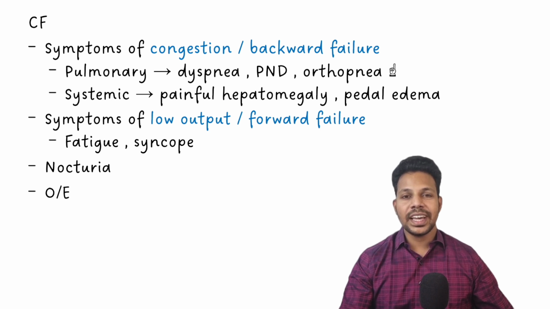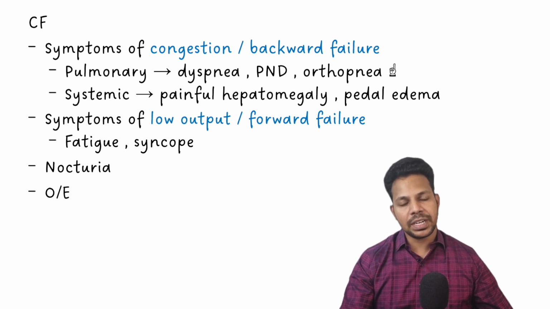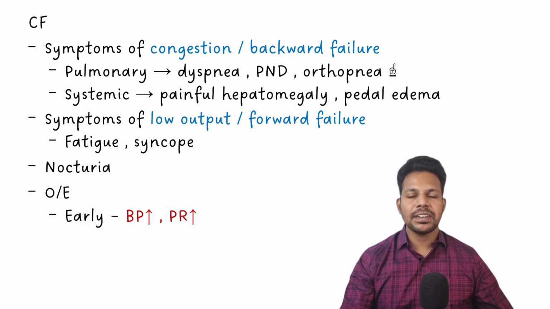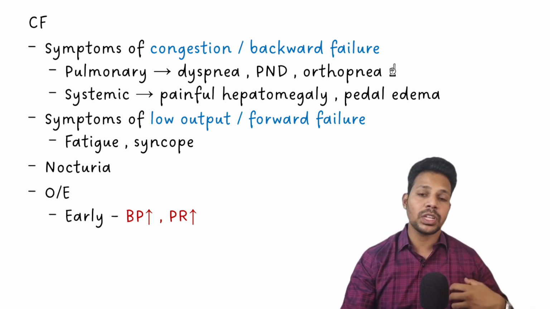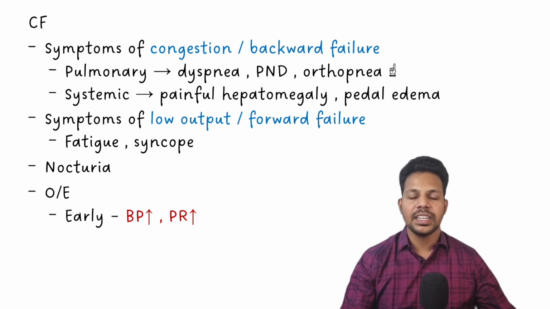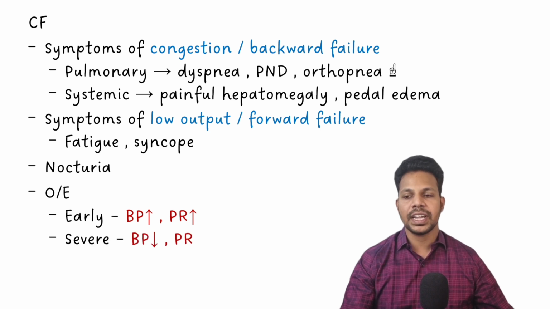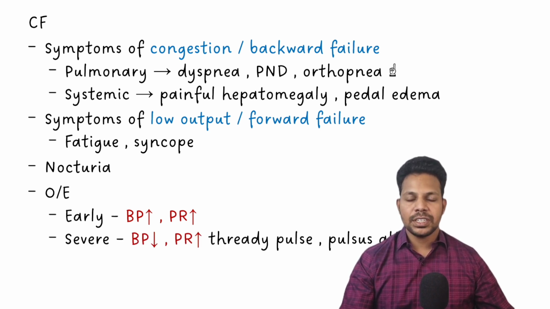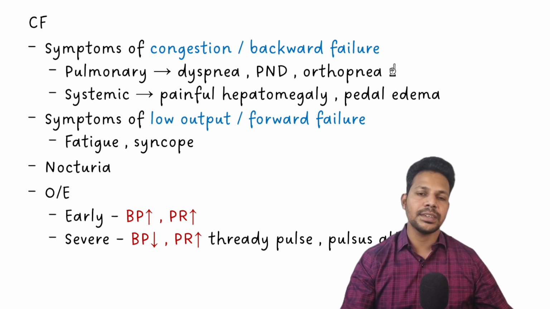And on examination, of course, in the early phase of heart failure, because of compensatory mechanisms like increase in the sympathetic activity as well as RAS activation, the patient will have increased blood pressure and pulse rate. But when the patient has chronic heart failure, when it is gradually decompensated, I mean, even though the compensatory mechanisms are not able to maintain sufficient output, then in severe heart failure, the patient will have reduced blood pressure and pulse rate as well. So you will be able to appreciate a steady pulse with very low volume pulse, and advanced heart failure will also have the pulsus alternans. Okay, pulsus alternans. We have discussed pulsus alternans in the pulse chapter. You can go through it.